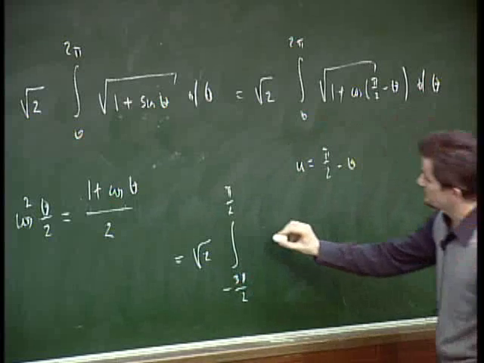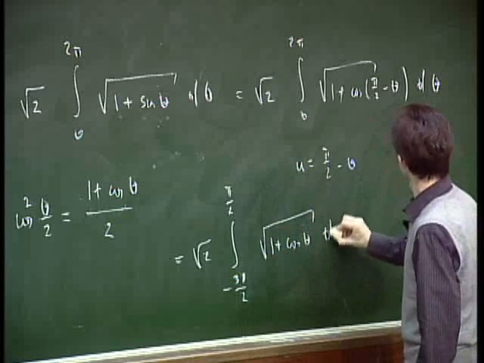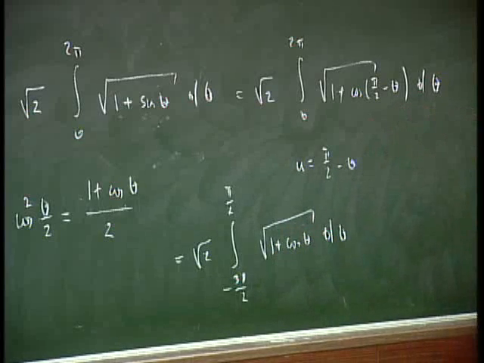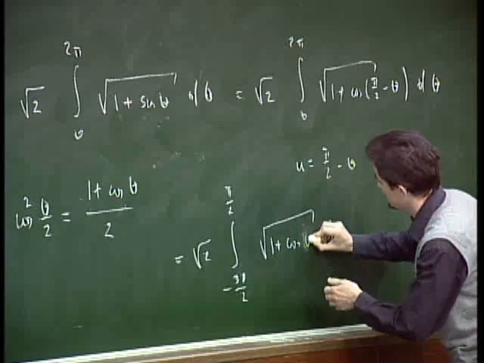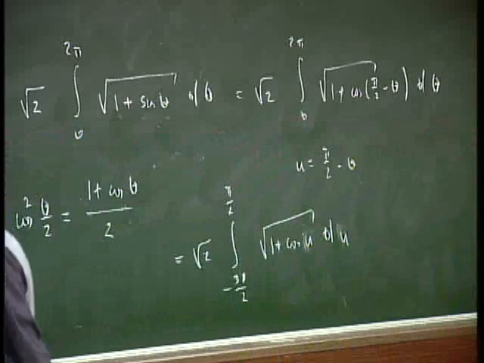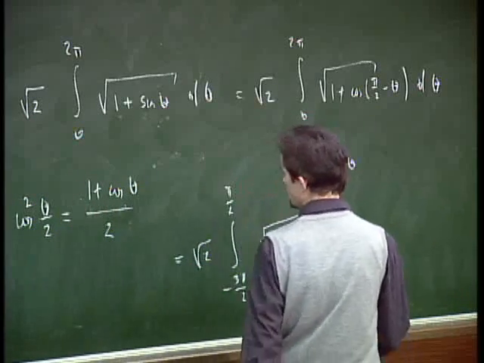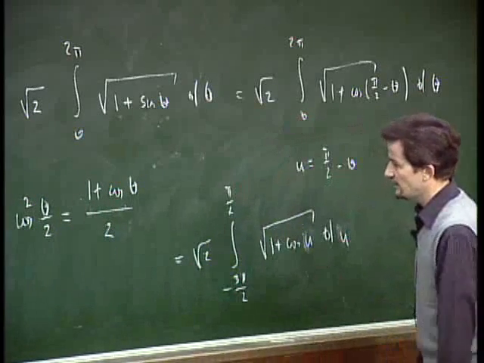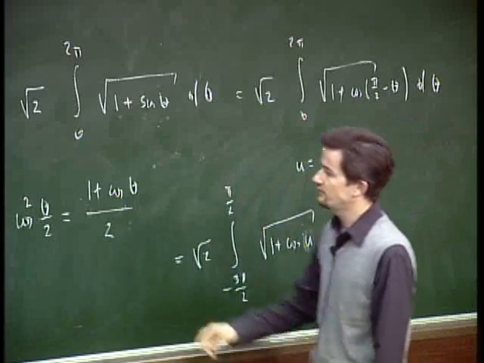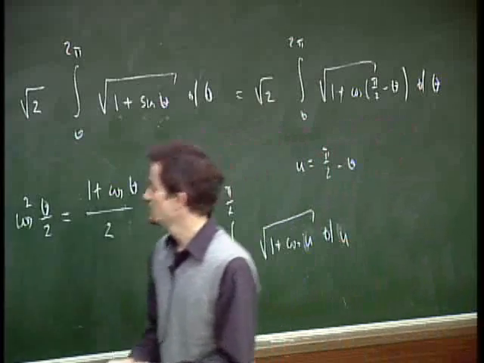And then you have here the square root of 1 plus the cosine of theta, d theta. Or du, maybe better. Now you can really use this formula here. So you can replace this by square root of 2 times the cosine of theta half, but again you have to be careful because of the sine.